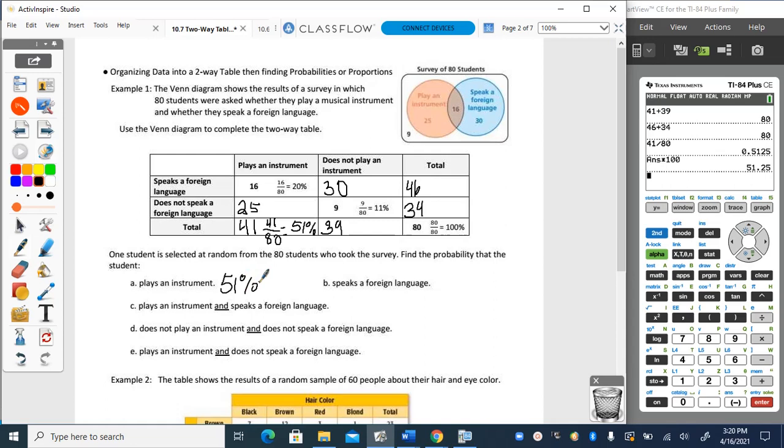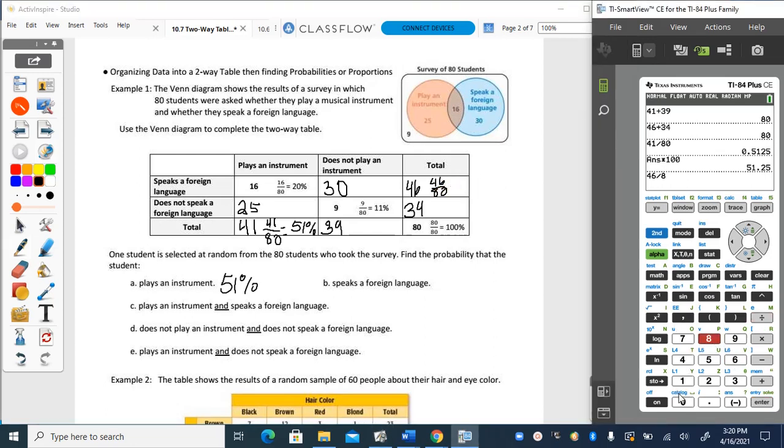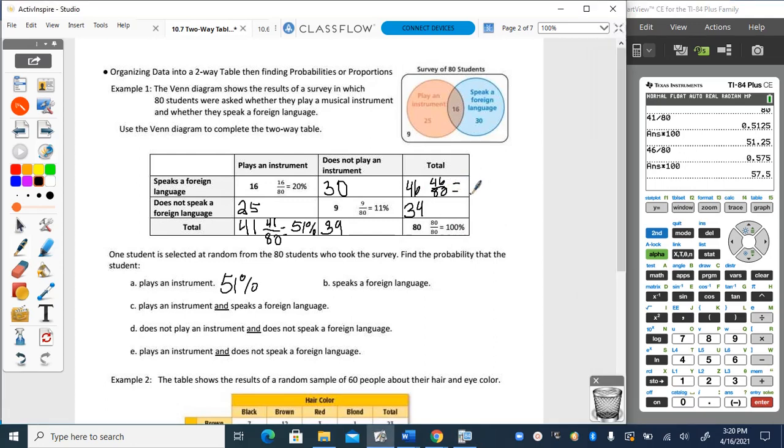Now we want to know the percentage of students that speak a foreign language. So we'll go to the total of students that speak a foreign language, which would be 46. And we'll do 46 over 80. And what's 46 divided by 80? Well, that's 0.575 times 100. 57.5, so round to the nearest percent, which would be 58%. So the percentage of students that speak a foreign language is 58%. So far, that wasn't too bad.